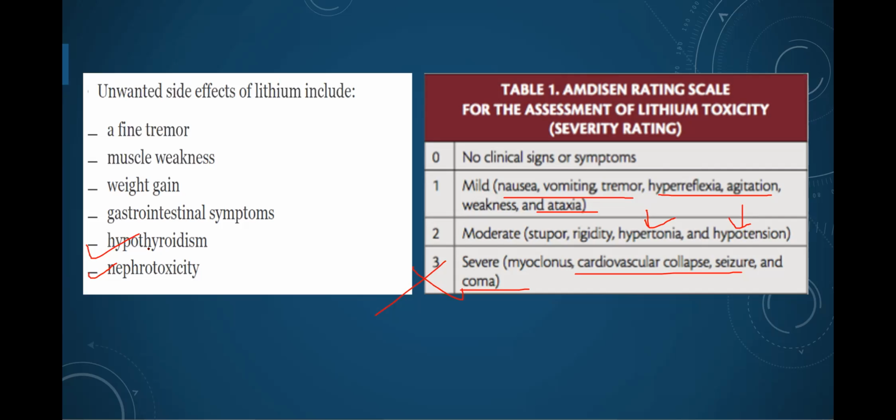Clear? So if it is well controlled before pregnancy, try to stop lithium. So gradually reduce the dose of the lithium and then stop it before pregnancy. But if you need to continue lithium, then stop it in the first trimester, then restart from the second trimester.